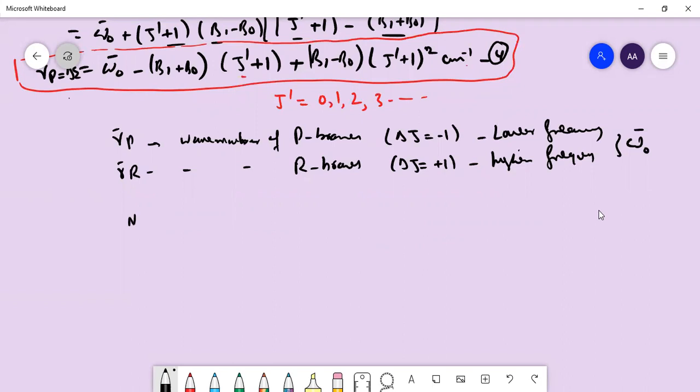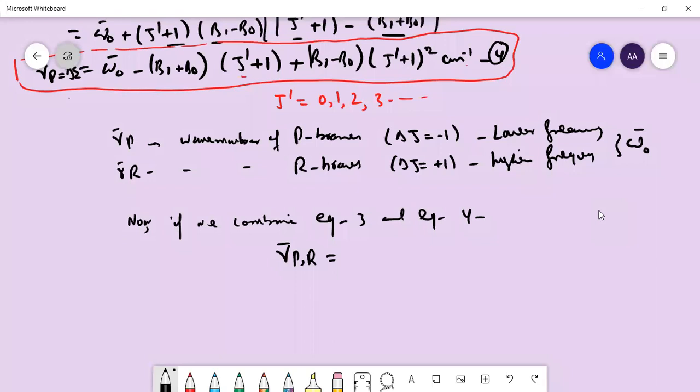Now, if we combine equation number 3 and equation number 4, we will get a net equation for our mu P comma R. If you combine both equation 3 and equation 4, you will get a new equation which can be applicable for both P and R branches.